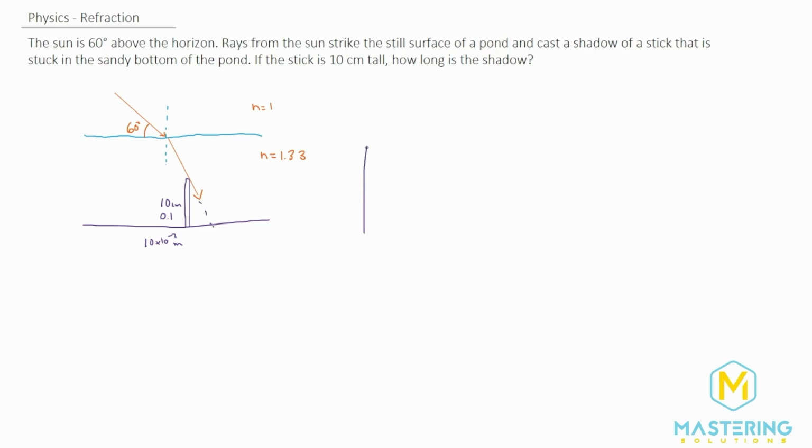And so if we redraw this triangle, this is the height of the stick, which we said was 10 times 10 to the negative 2 meters. And then this, we don't know what this is here, but this is going to be the length of the shadow. So we'll say Y for shadow. We need to know what this angle is right here. And if you see, this is going to be the exact same angle if we use Snell's law. So that'll be theta 2.